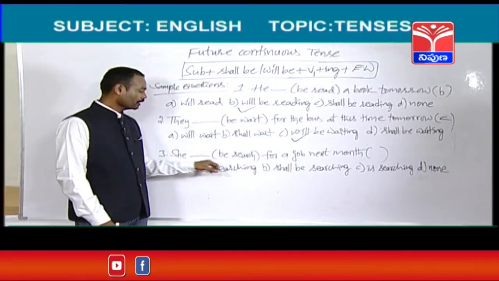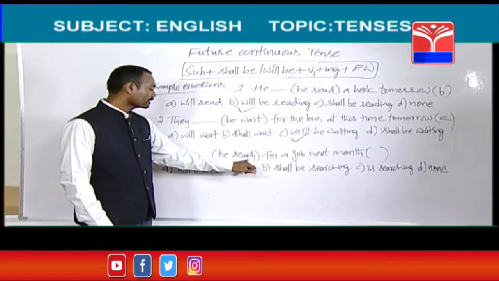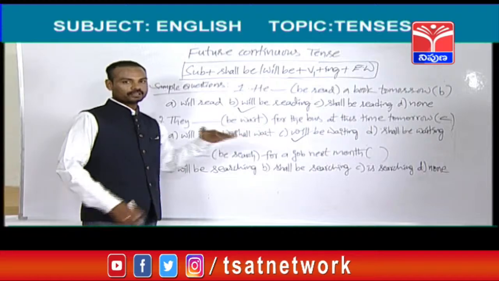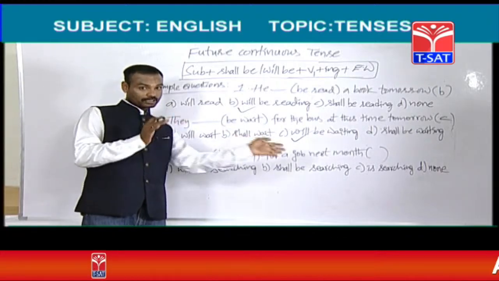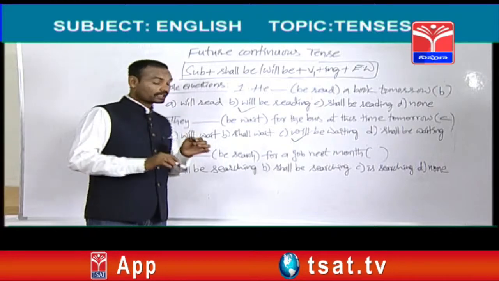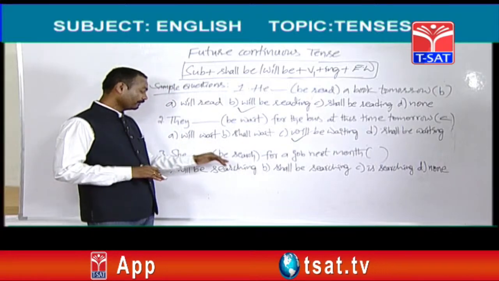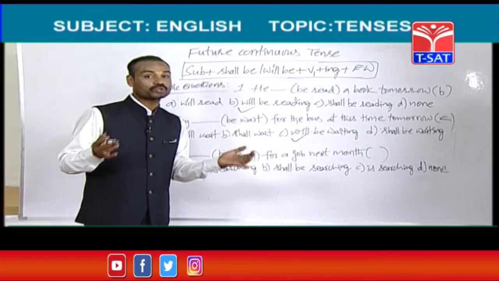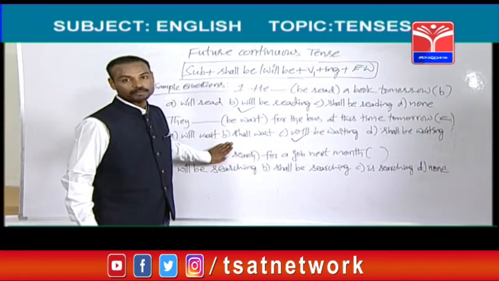Friends, come on, let's see the last example of future continuous. The subject is she, and under the bracket is be search, there is for a job next month. So next month is the keyword of the tense here. Whenever you see that, immediately you can imagine simple future and future continuous. If you want to finalize which tense it is, come to the bracket. If the be form is there, it means future continuous. Without the be form, it is simple future tense.